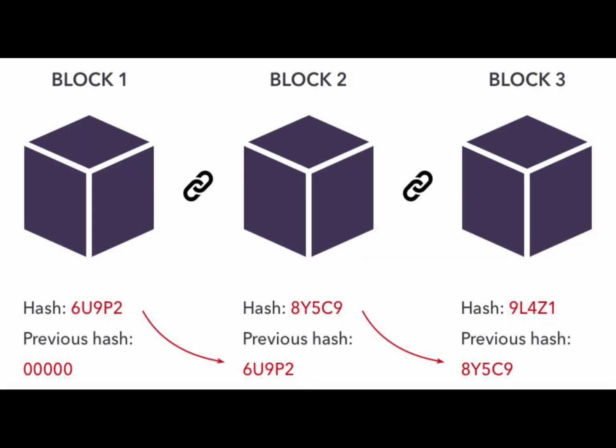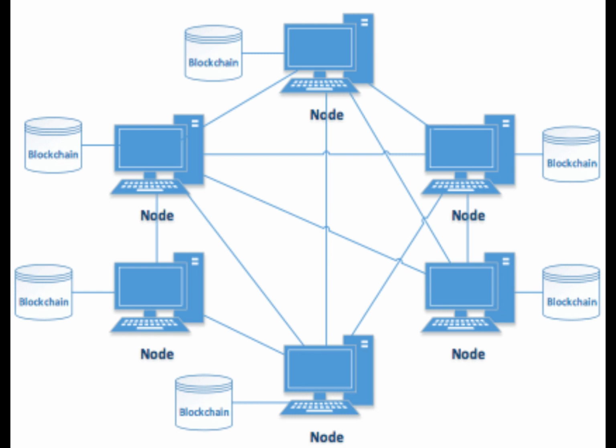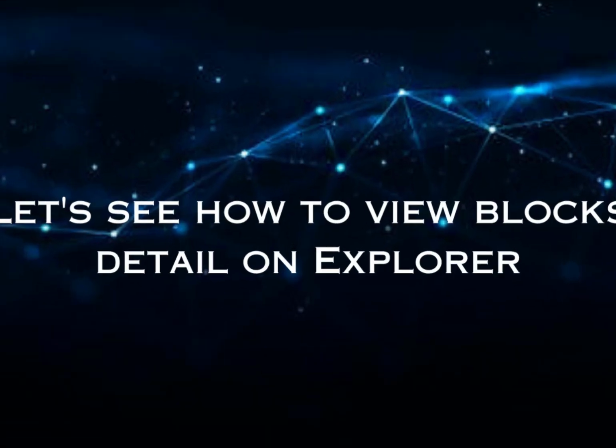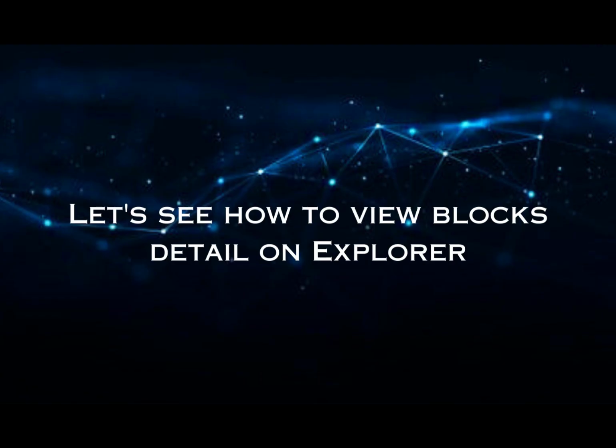Once a miner has solved the PoW algorithm, they create a new block containing the validated transactions along with the hash of previous block and a unique nonce. This new block is then broadcast to the network and the other nodes in the network verify the block's validity. Let's see where we can find details about blocks.